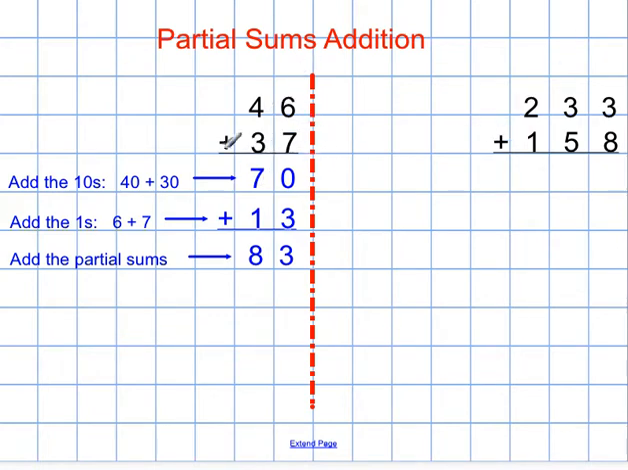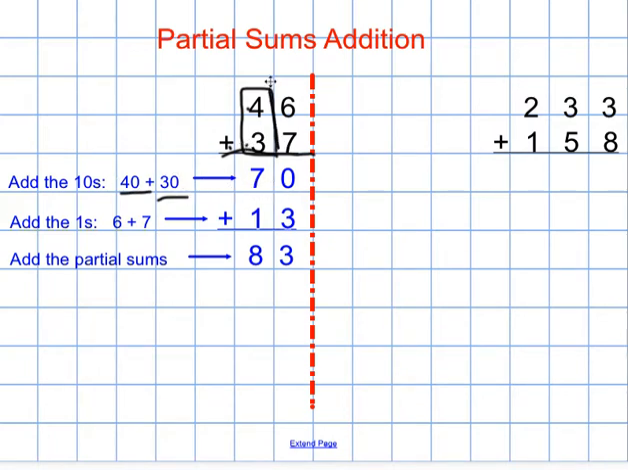When you are doing partial sums addition, you can see that they have lined up the tens and they have lined up the ones. So your adding goes pretty easily. And when you do partial sums, you start at the highest place, which is in the tens place here, and you think 40 plus 30. This is 4 tens, which is 40, 3 tens, which is 30. Add them together and you get 70.